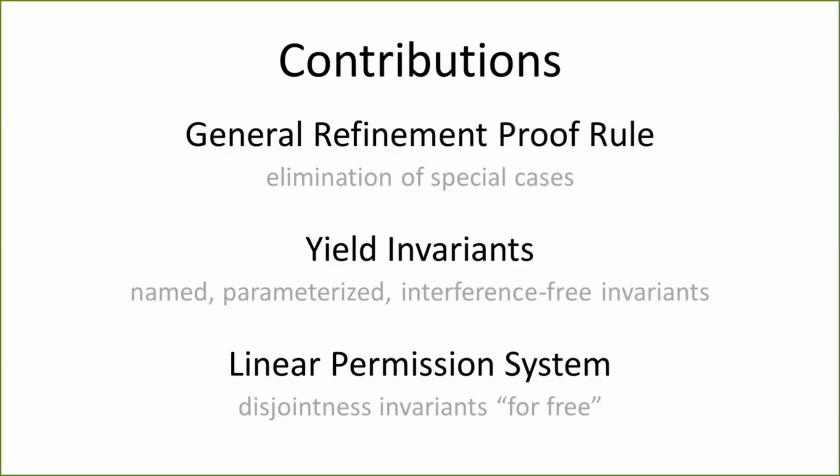In the rest of this talk, I'm first going to illustrate the general style of refinement proofs in CIVL, which will make apparent the need for powerful invariants. This leads us to our contributions with yield invariants, and finally I'm going to illustrate the power of local reasoning through linear permissions.